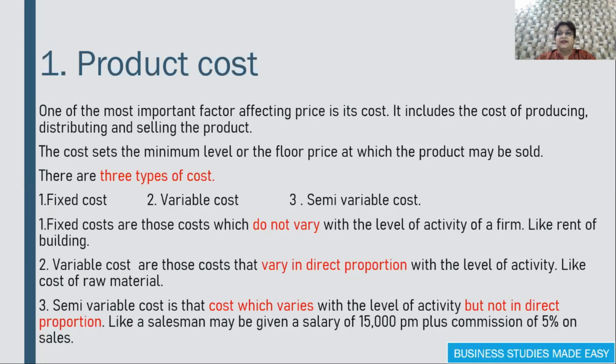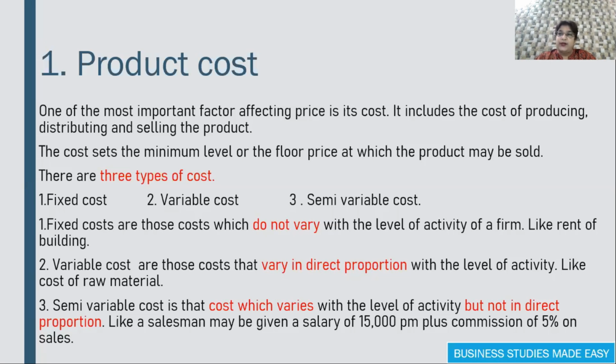There is yet another third type of cost called semi-variable cost. Semi-variable cost, as the name suggests, varies with the amount of production, but not in the same proportion. For example, there's a salesman who is getting a salary of 15,000 per month. So that is fixed. He will get 15,000 every month. Apart from that, he's also getting 5% commission on sales. So whatever he sells, he gets 5% on that.